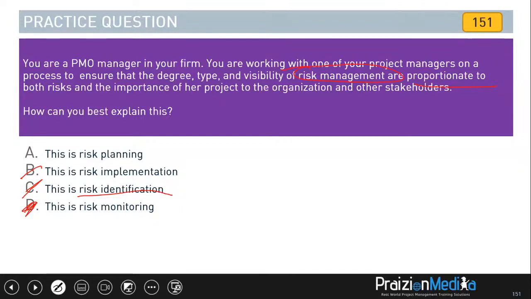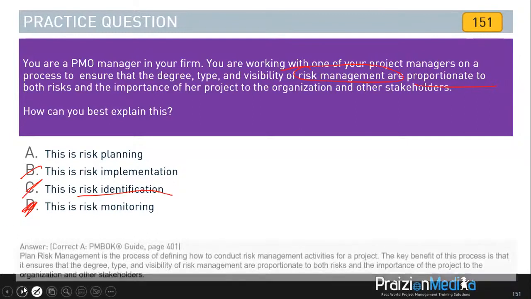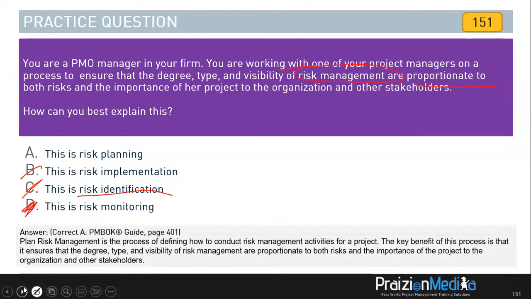Now, you do know that identification fits under planning. So when you look at these, try to choose the best answer. Plan risk management is the process of defining how to conduct risk management activities for a project. The key benefit of this process is that it ensures that the degree, type, and visibility of risk management are proportionate to both risks and the importance of the project to the organization and other stakeholders.